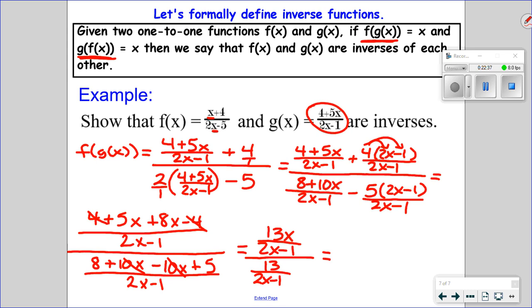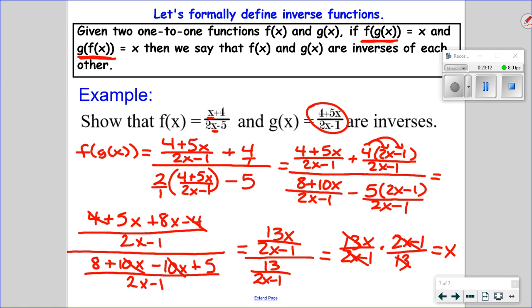And so now, if I multiply by the reciprocal, you're going to see some things cross-reduce. Excuse me, I'm ahead of myself. Let me write that again. If I multiply by the reciprocal, we will see some things cross-reduce. The 2x minus 1s cross-reduce and the 13s cross-reduce, and then it simplifies to equal x, which is what we wanted to happen.